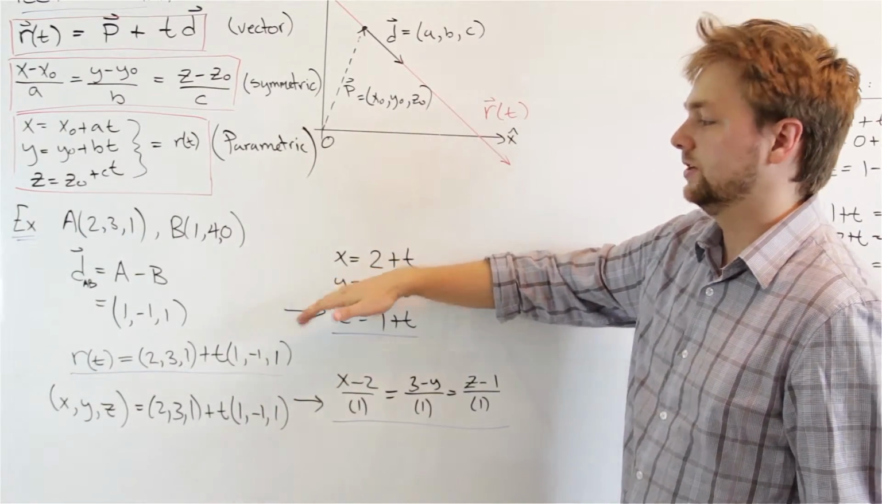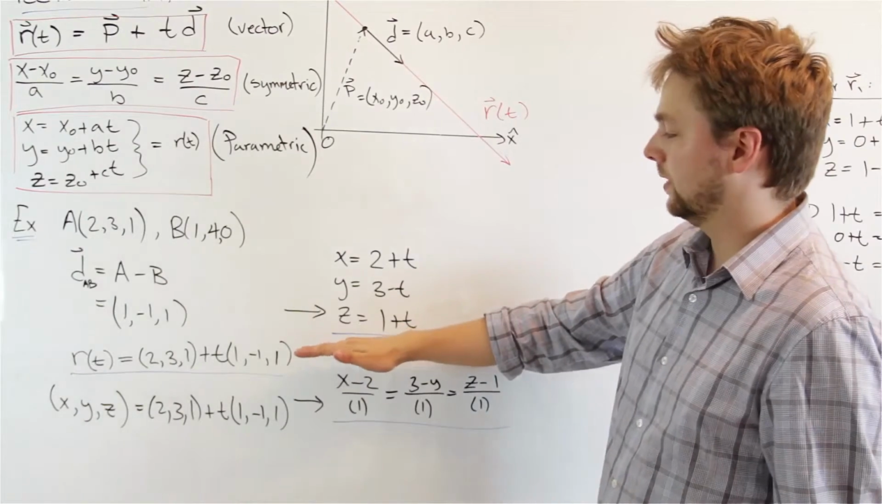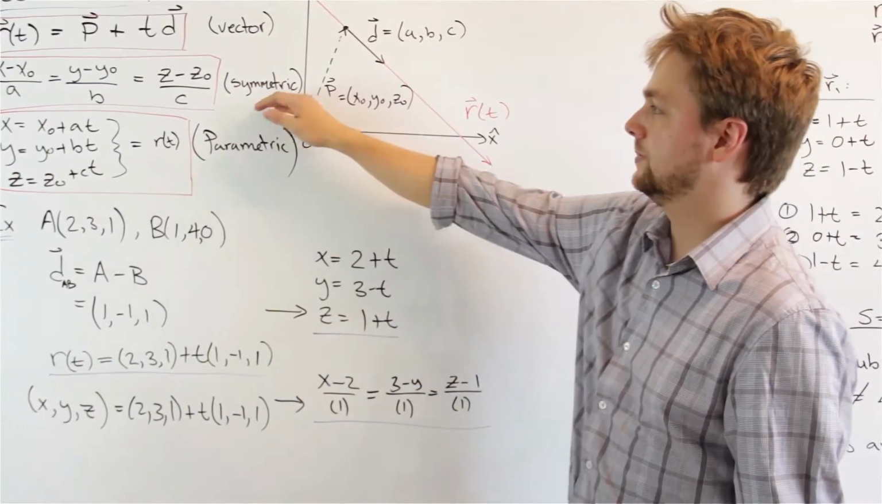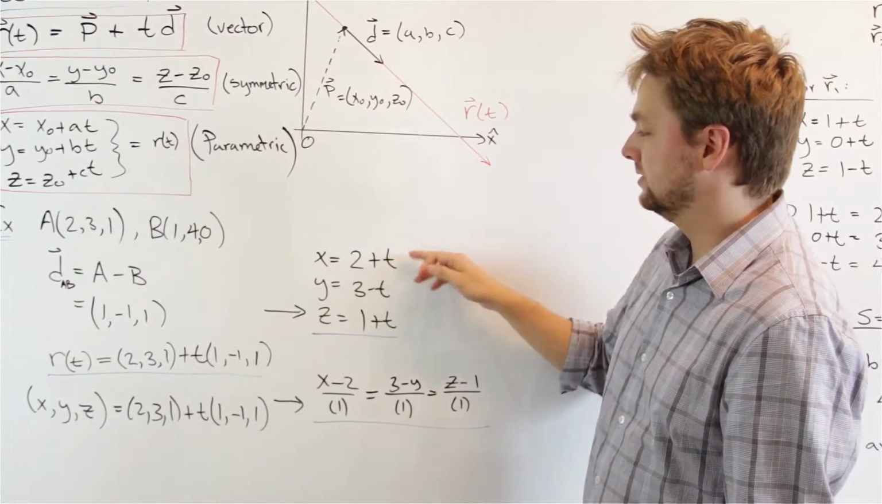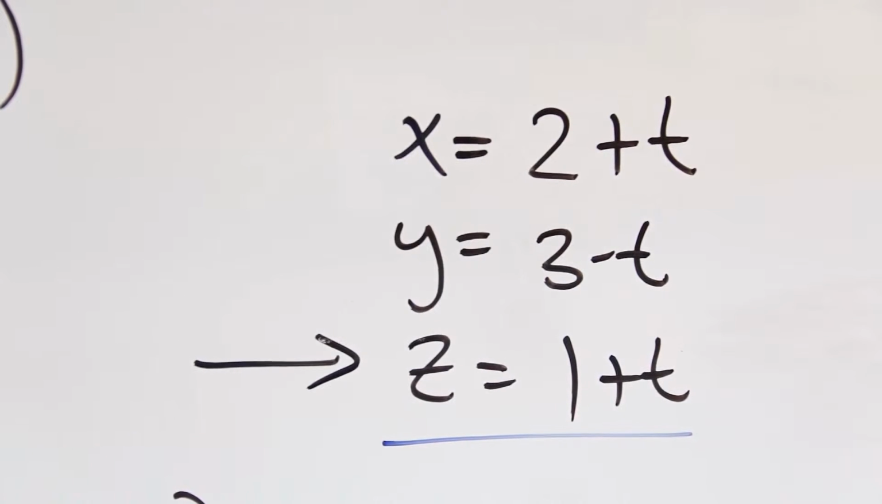We end up with this expression. We can repeat this process for the y and z components to end up with the parametric equation. From here, we can easily come up with the symmetric equation. This equation comes from taking the parameter t in each of these components, isolating it, and then setting them equal to each other.